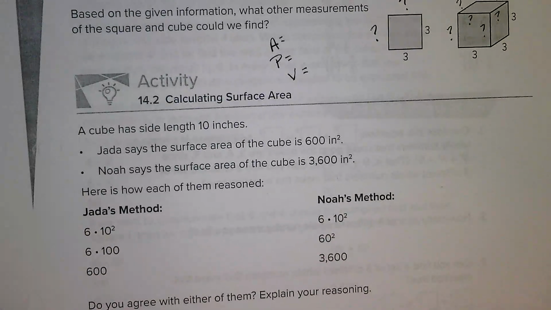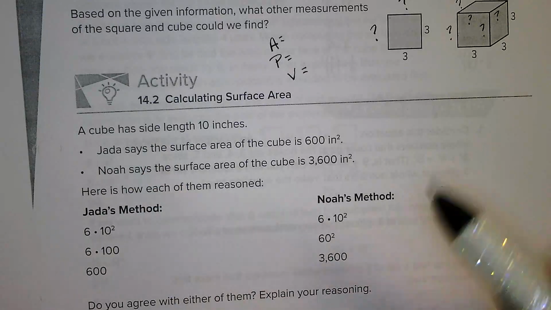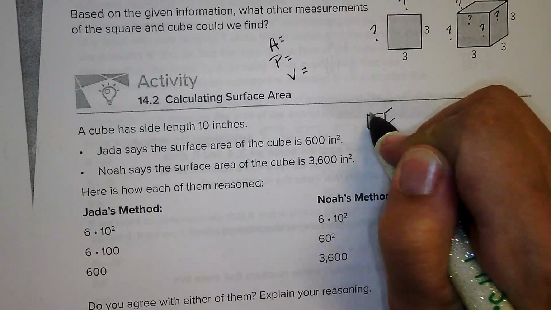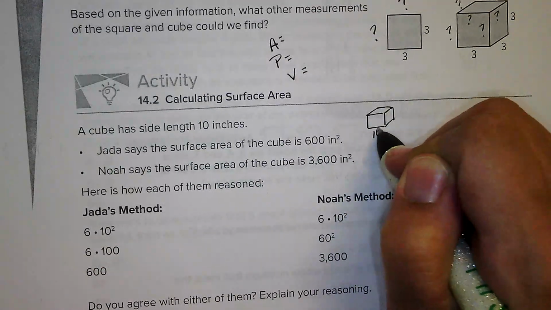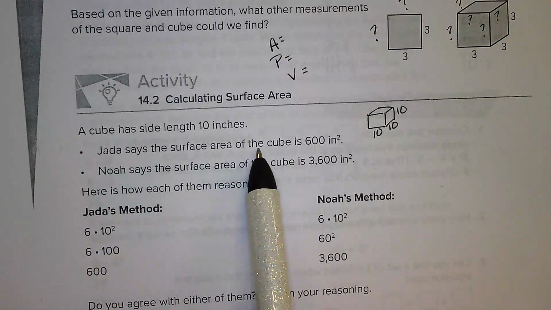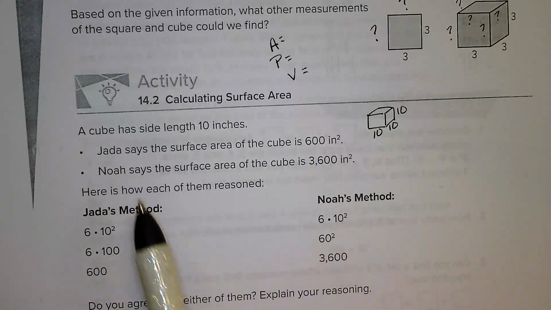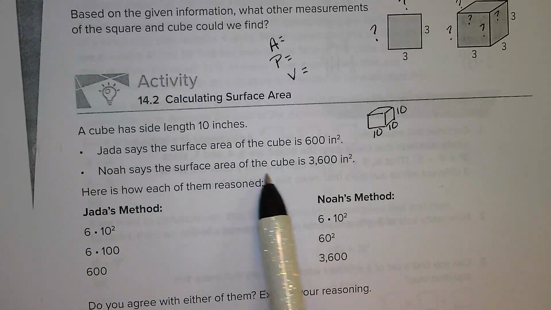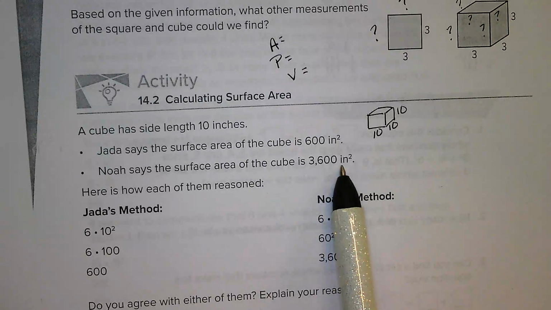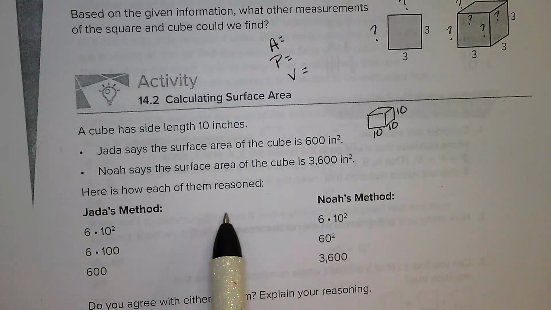down here. A cube has side lengths of 10 inches. So here's my cube, 10 inches all the way around. Jada says that the surface area of the cube is 600 inches squared. Noah says the surface area of the cube is 3,600 inches squared. Here is how each of them reasoned.